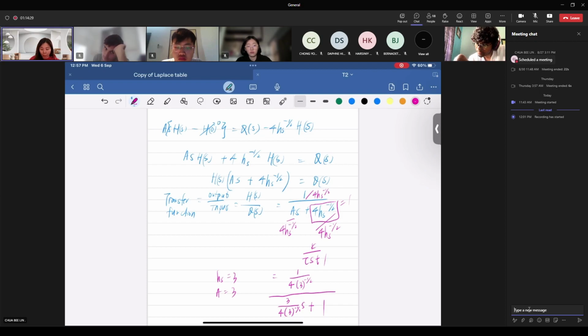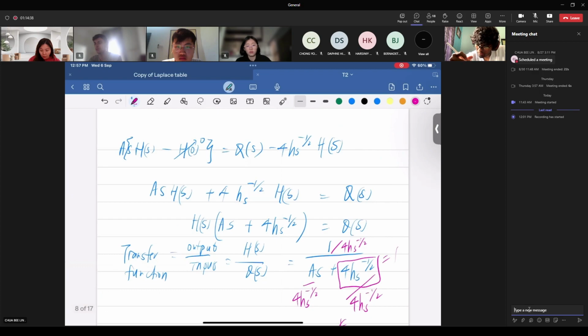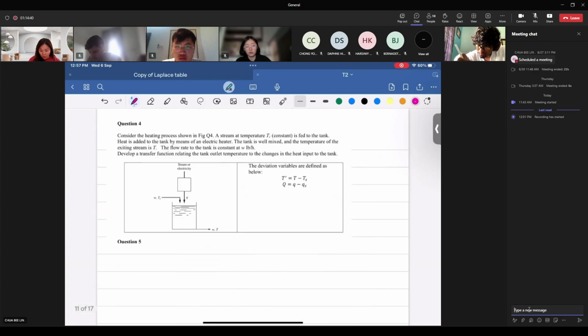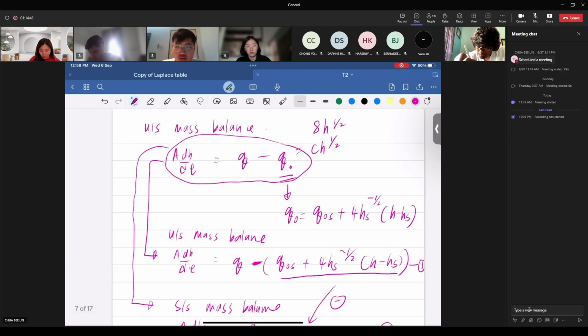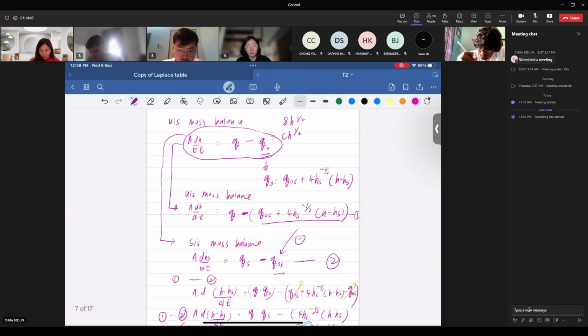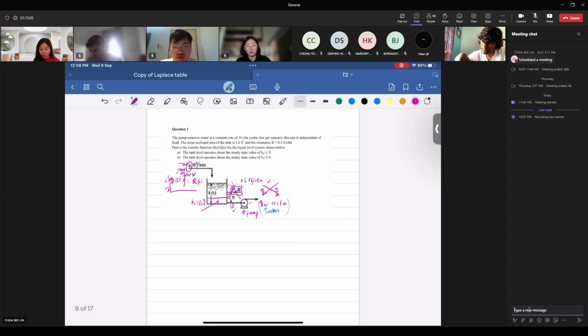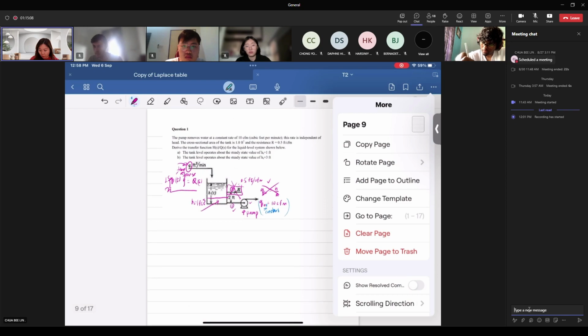They are asking, what do they ask? Derive the transfer function. Oh, no, not this one. Oh, just now one of the pages is missing. You refer to the recording for the full solution. I think I deleted one of the pages, which is question 2 here. I don't know why. So it's okay. This one is not used. Why is it here? Move to trash.